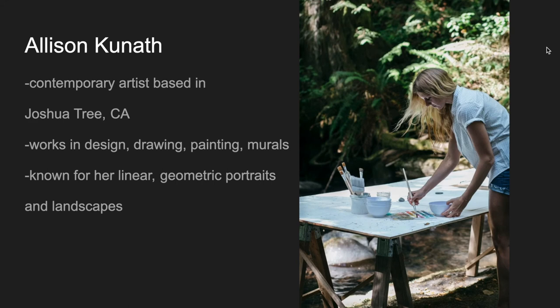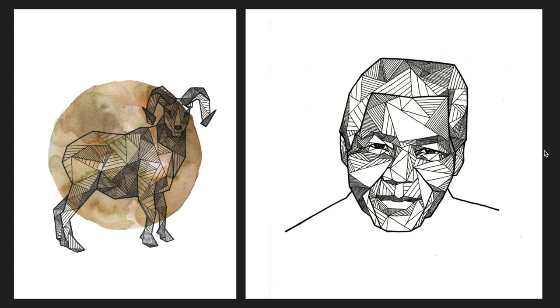Allison Knuth is a contemporary artist based in California, and she also used planar analysis in her work. She primarily does design, graphic design, that is drawing and painting, and oftentimes is commissioned to do murals. And she is known for her linear geometric portraits and landscapes, and applying planar analysis to them. Here's an example of some of her work. Everybody will do a planar analysis a little bit differently. So there's not always a right or wrong way to go about it, but you can see that everyone can have a little different style. I like how she added all these parallel hatched lines to show the various areas that have value to them. I think that definitely makes it look even more three-dimensional.